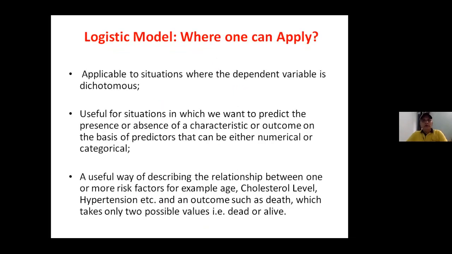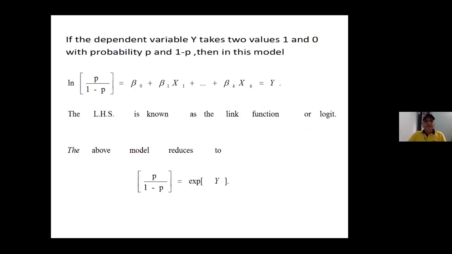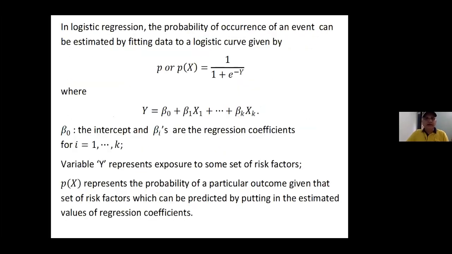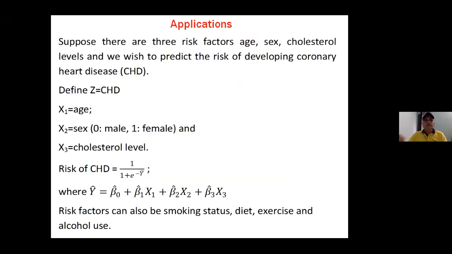I will not go into details of this. That is the equation I have explained. I'll take up a simple example and explain you the crux. Let's say I look at the application part. Suppose there are 3 risk factors. One of them is age, another is gender or sex, another is cholesterol level. And we want to predict the risk of developing coronary heart disease. So whether the person is having coronary heart disease or not.